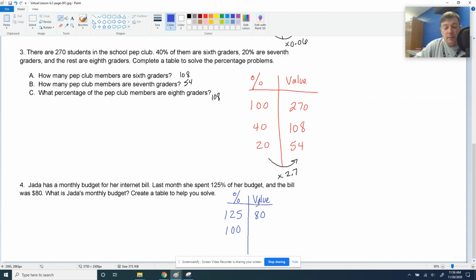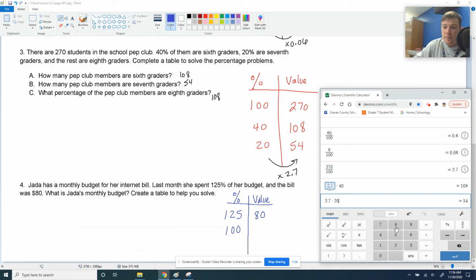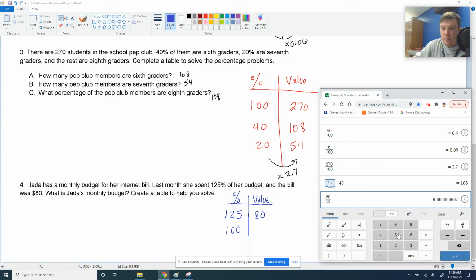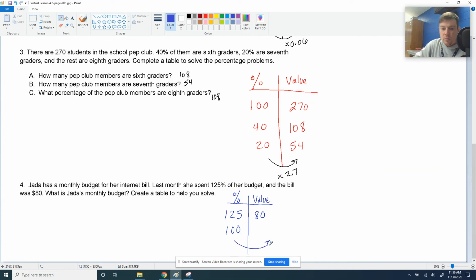And to be able to do that, we've got to find our constant of proportionality. So let's go to the calculator here, and let's clear it, and let's do 80 divided by 125. And that comes out pretty nice, 0.64. So they're multiplying by 0.64 to go from side to side. And that's pretty easy to do. You multiply it by 100, it would be 64. So there's my value. $64 is what she would typically spend on her internet bill, but it went up for some reason, 125% of that, to a value of 80.